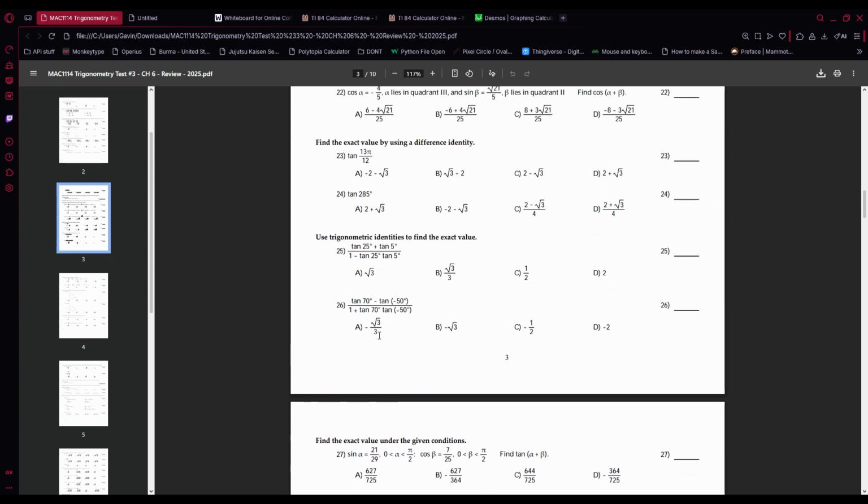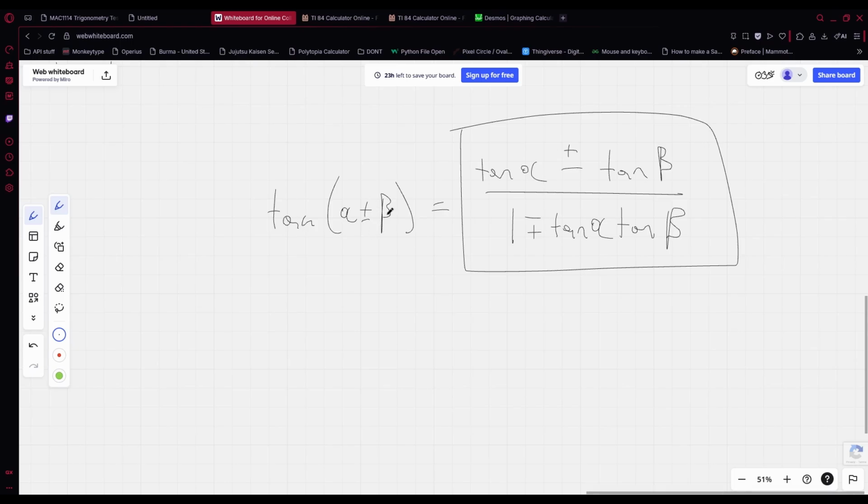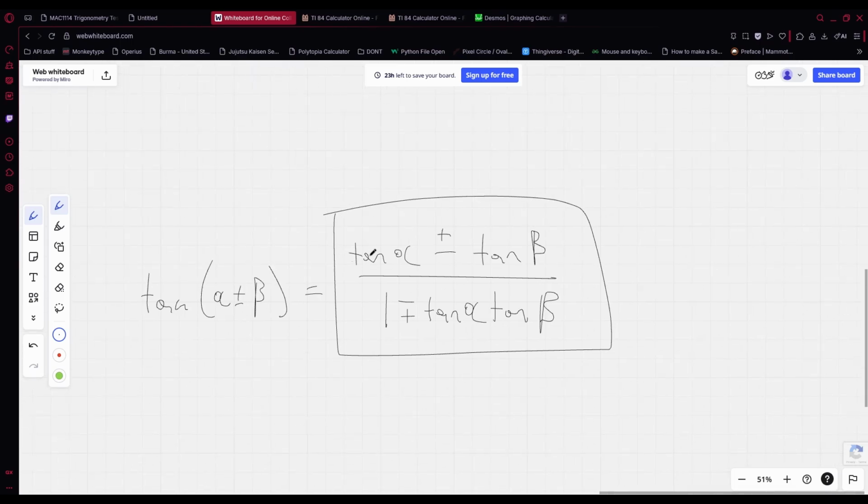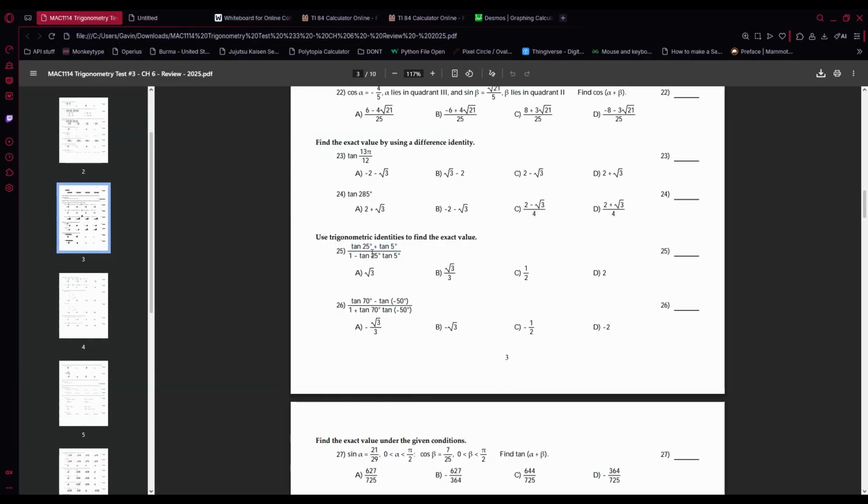Very simple. So if I need to slow down a little bit, all I did was I said, okay, this is the formula for tangent alpha plus or minus beta. So I just look at the top and I say, okay, this is the sign between the two. So it's alpha plus beta. So 25 plus 5 is 30. And then I translate that from degrees into radians. So I get pi over 6. And then you just do tangent from there. You know how to do that.